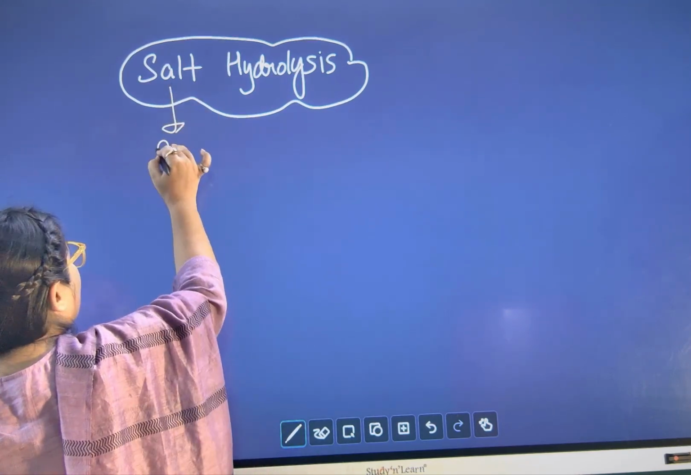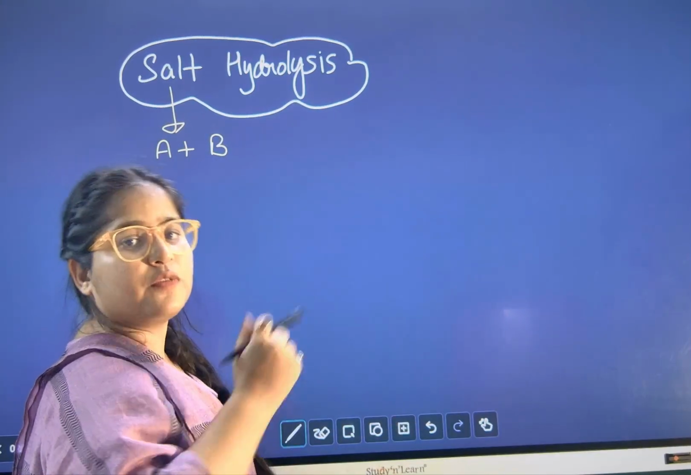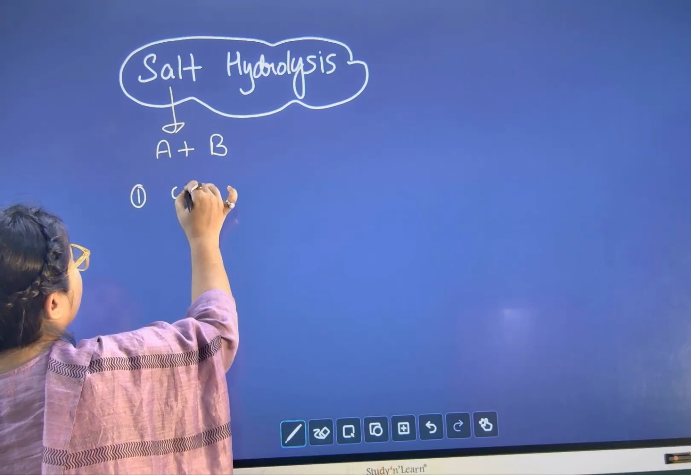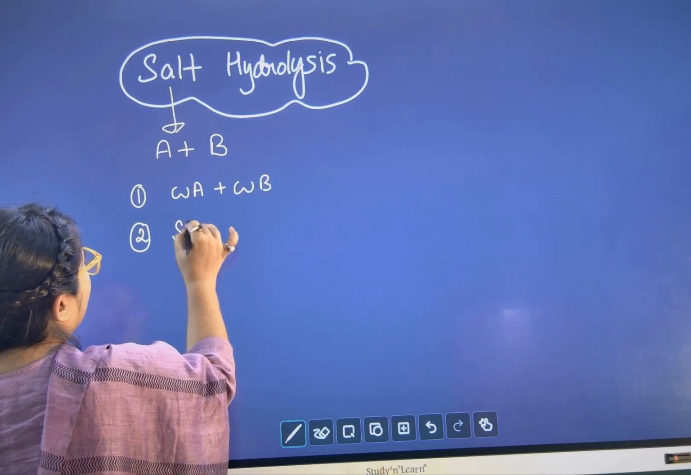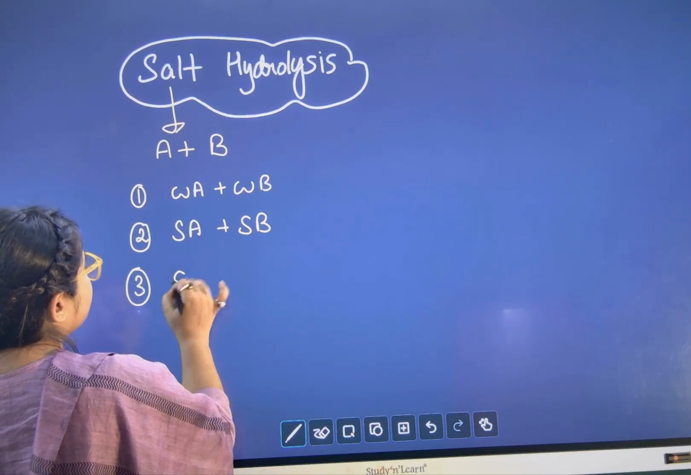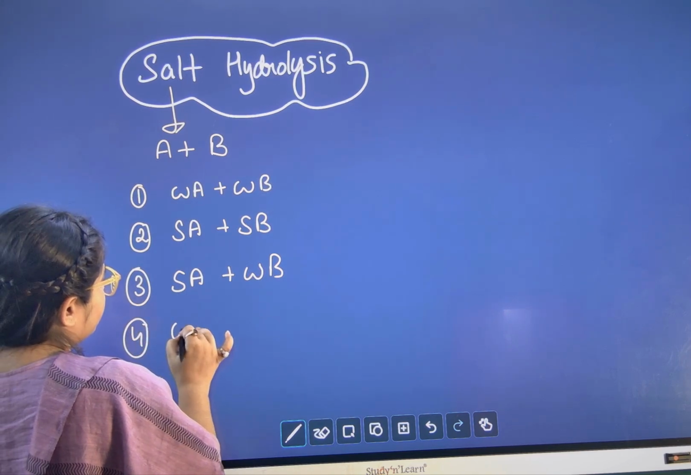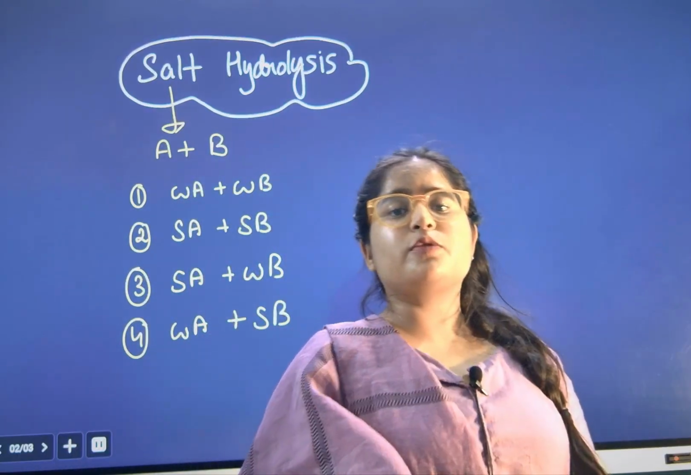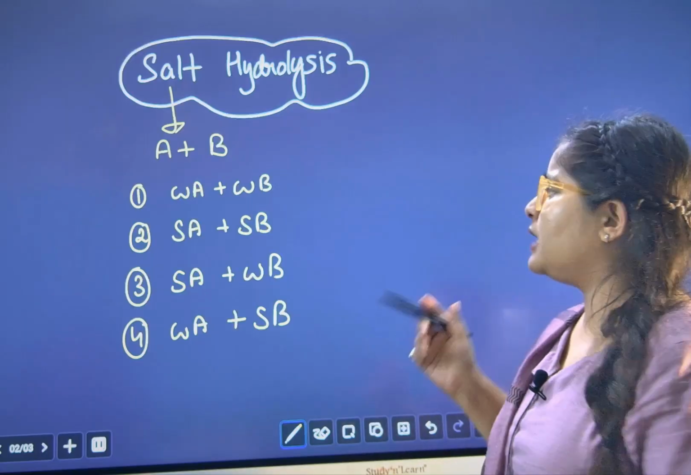Salt, we all know, is acid plus base, and depending on the type of acid and base we have different types of salt. We can have a salt of weak acid plus weak base, a salt of strong acid plus strong base, a salt of strong acid plus weak base, or a salt of weak acid plus strong base. So these are the four types of salt we will study. Clear? Okay, let us see one example.